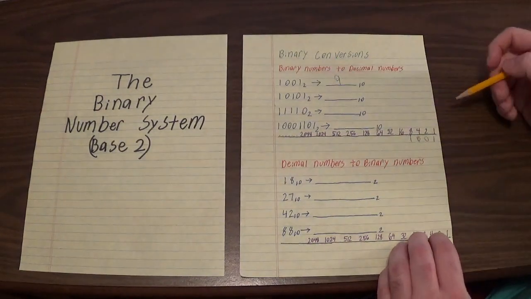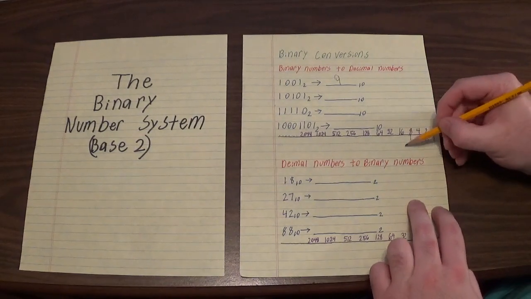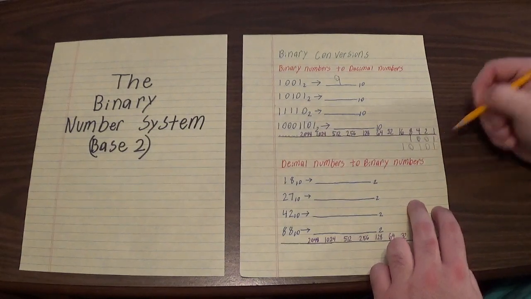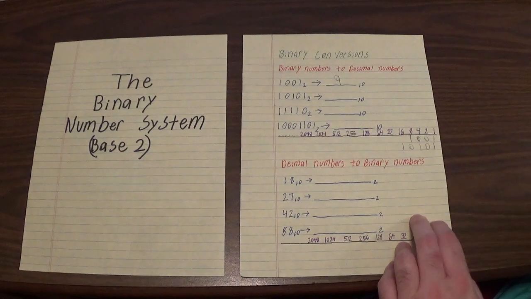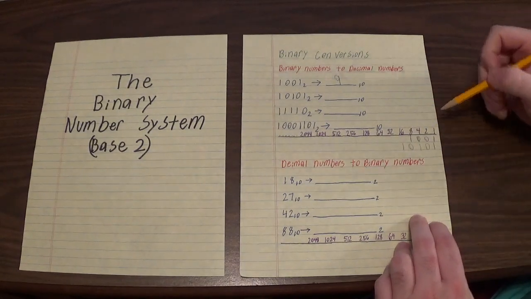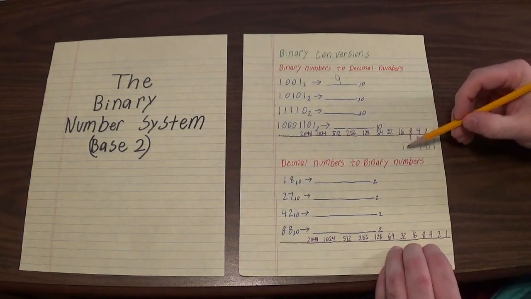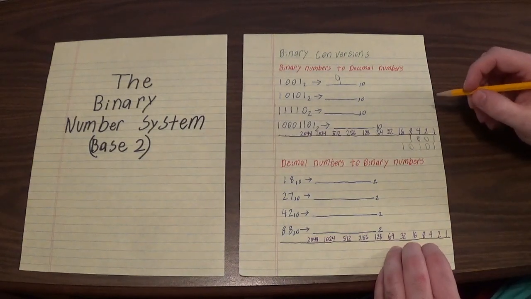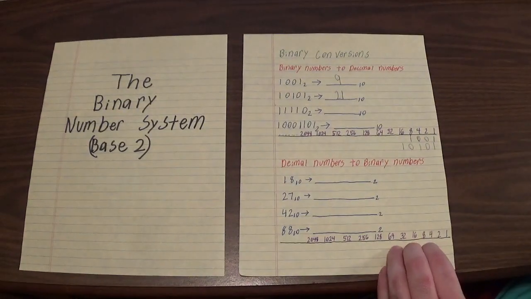Alright, let's look at our next example. So it is 1 0 1 0 1. So again, I look at where the ones are and add up those values. So I have a 1 in the 16s place, a 1 in the 4s place, and a 1 in the 1s place. So 16 and 4 is 20. One more is 21. So that's my answer.